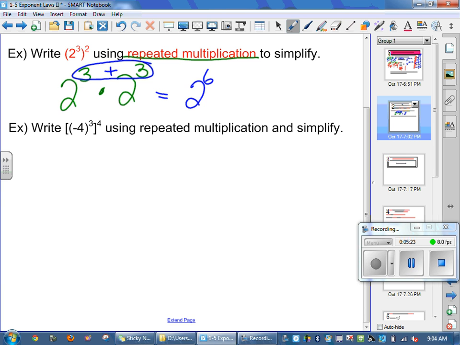The exponent is what, right? It's not 34. The exponent's not 34, good. Okay, because I've got a bracket separating them. What else do I know? What else do I know?